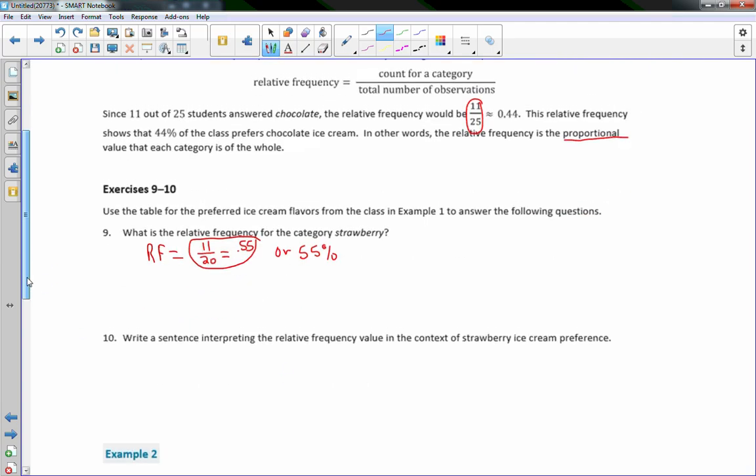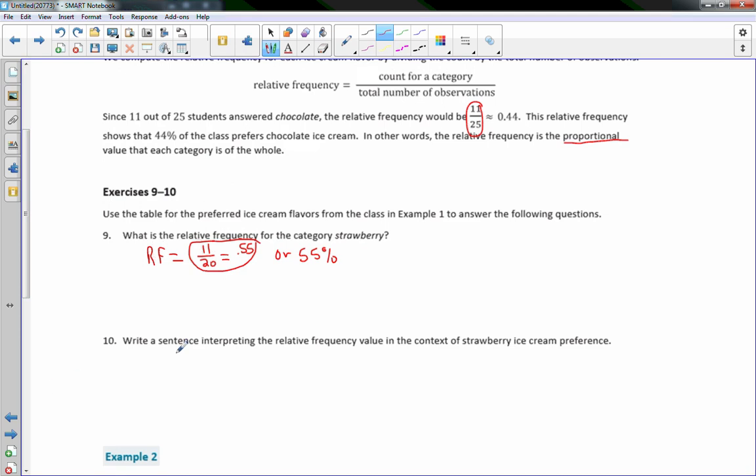Number 10, write a sentence interpreting the relative frequency value in the context of the strawberry ice cream preference. Okay, so this is where the percent comes in. So I'd say 55% of the class prefers strawberry ice cream.